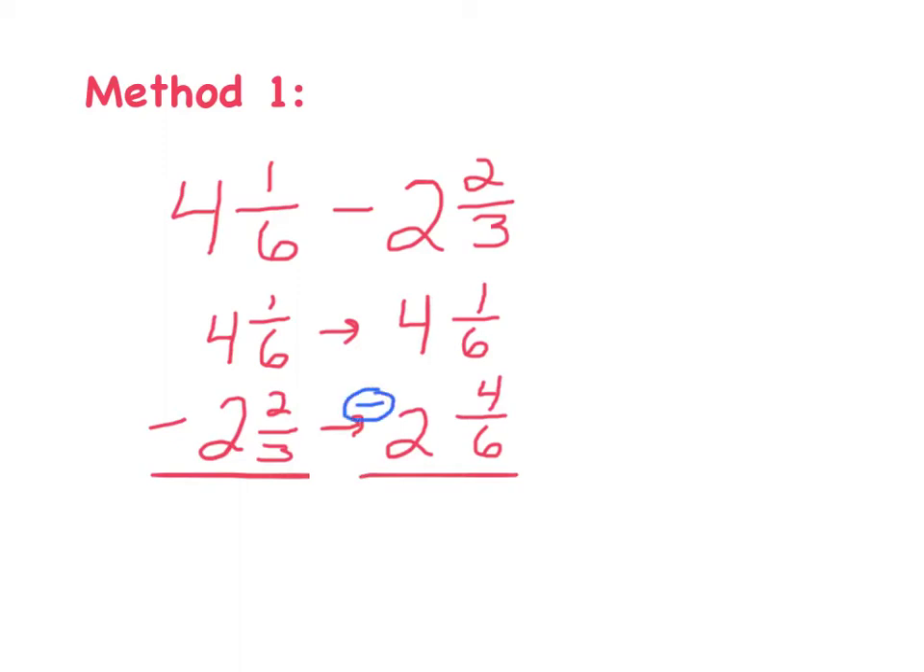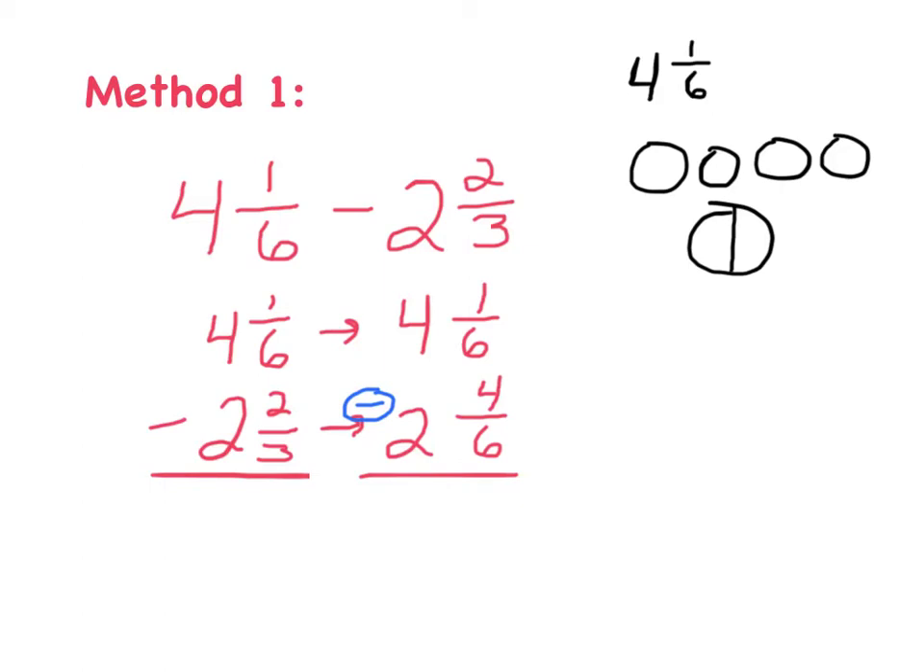Now the problem with this is when I look at the fractions, I have 1 here, and I'm trying to take away 4. Well, without going into negative numbers, which we haven't covered yet, there is no way of doing this as it is currently written. But there is a way. When I think about the 4 and 1/6, it is like I've got 4 pizzas, 4 full pizzas, and then I have another pizza that's divided into sixths. And I have one slice of that.